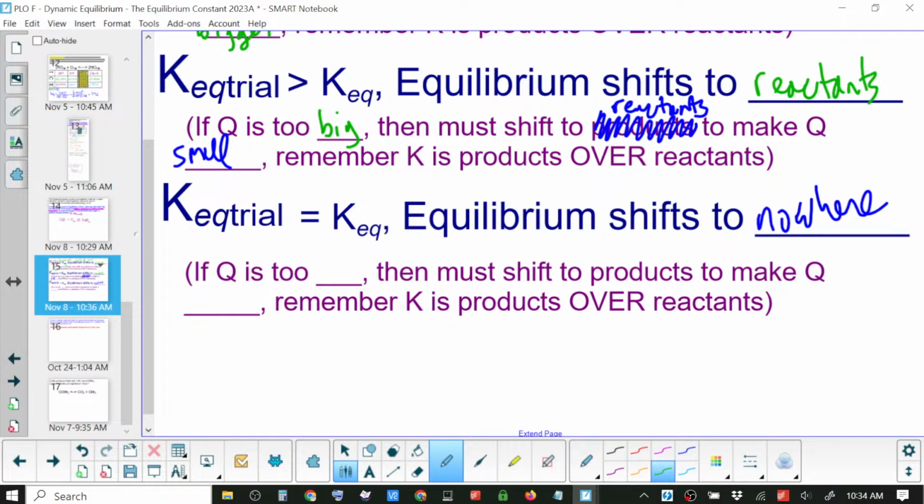So if Q equals K, it must shift to nowhere. Actually, technically, it's still going both ways. So you could say it's shifting to everywhere, which ultimately means it's not shifting. To make Q stay.